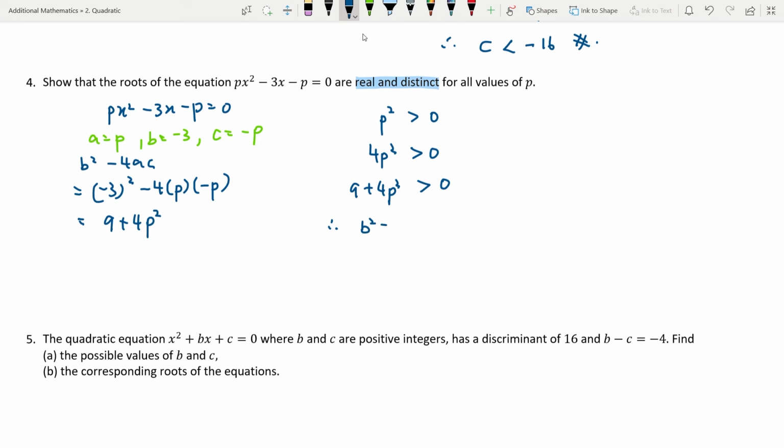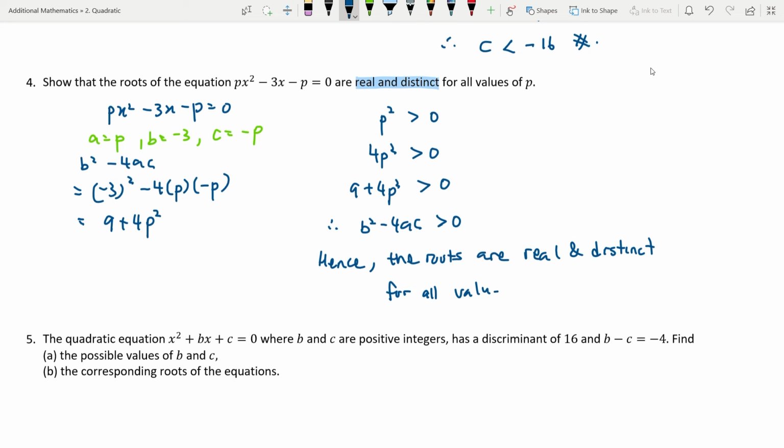Therefore, b squared minus 4ac is greater than 0. Hence, the roots are real and distinct for all values of p.